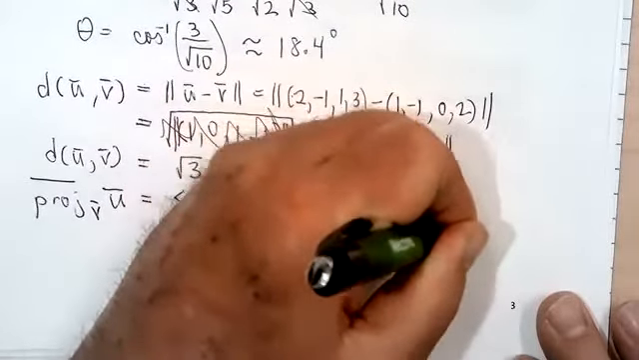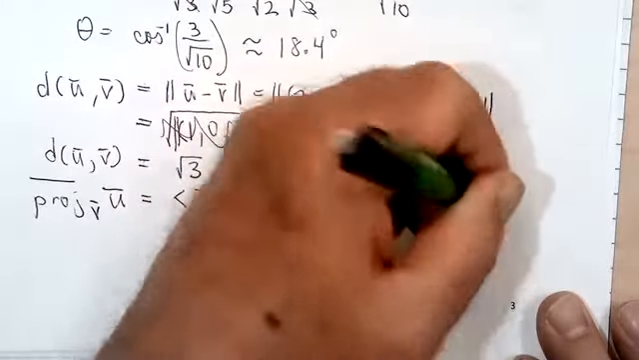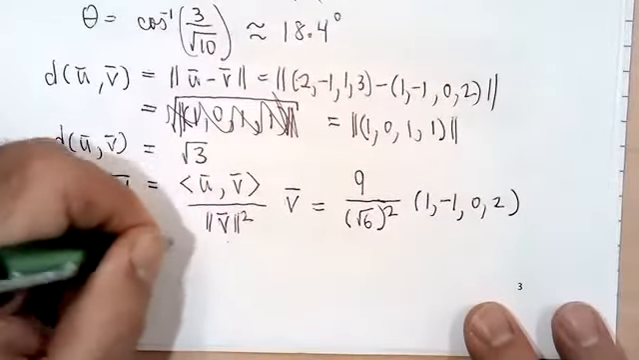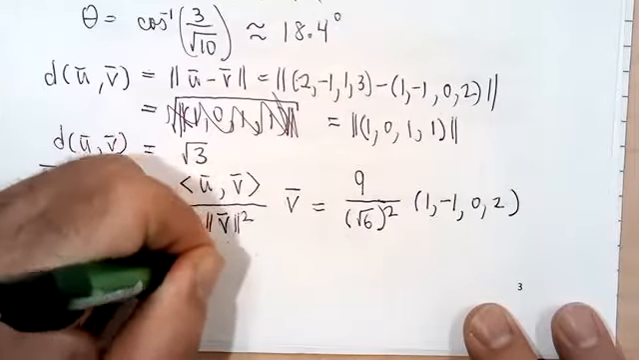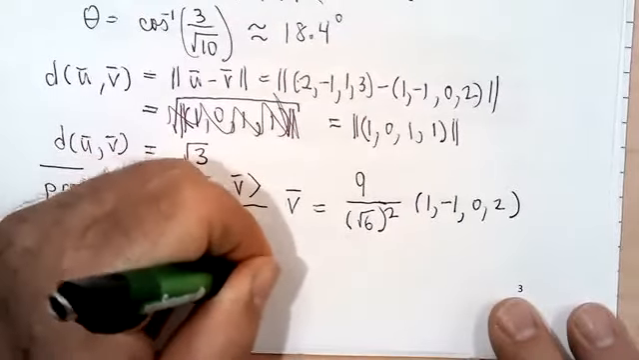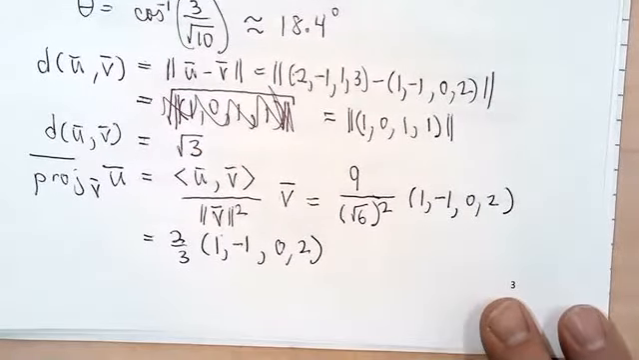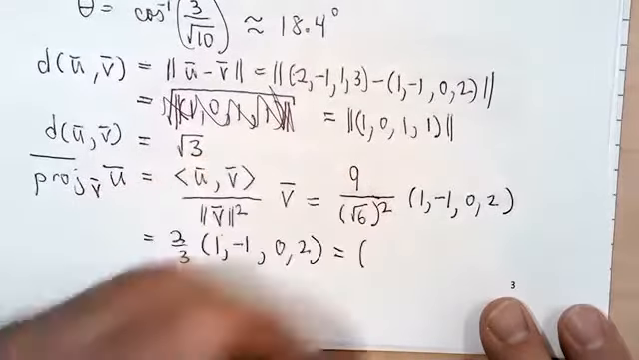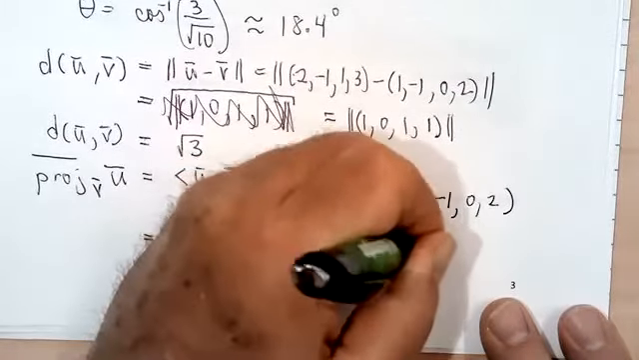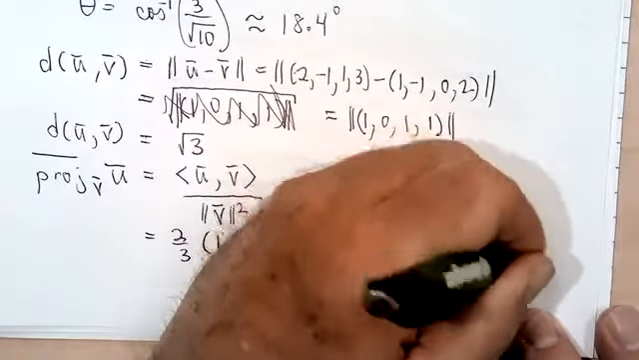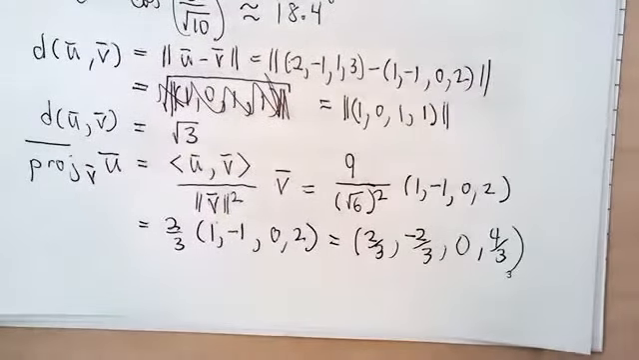1, minus 1, 0, 2. And so I have 9/6 or 3/2 times this vector right here, 1, minus 1, 0, 2. And honestly, I don't think that is such a bad form to leave it in. But if you wanted to write it out entry by entry, that would be fine too. So that's the projection of u on v. Okay, any question about that?